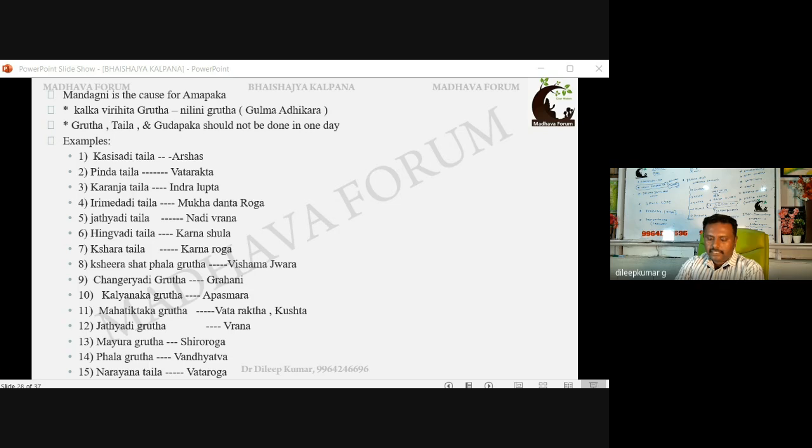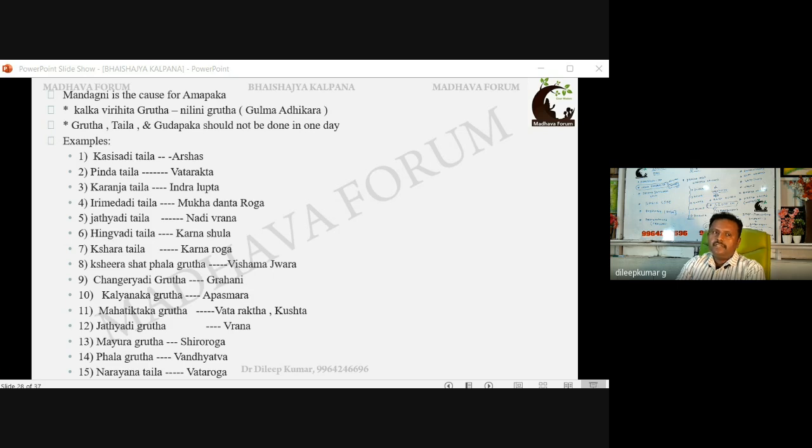Next, Chitrakadi Vati. In Chakradatta the Adhikara is Grahani. Even in Charaka we have Chitrakadi Vati in Grahani. Chitrakadi Vati, Grahani Adhikara. Kshara, Lavana and Panchakola. Bhavana Dravya is Dadimadi Swarasa.